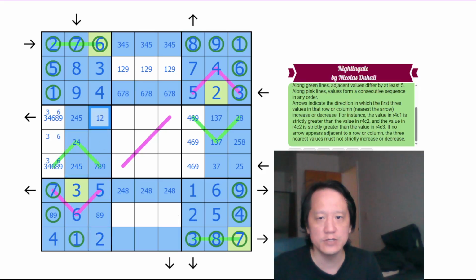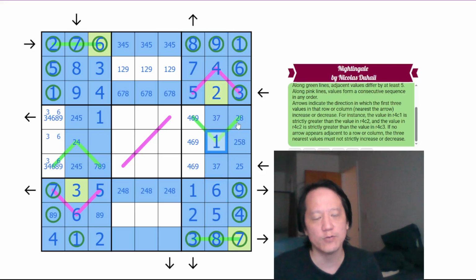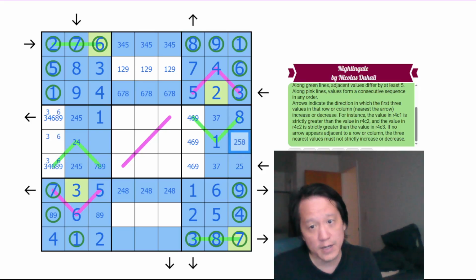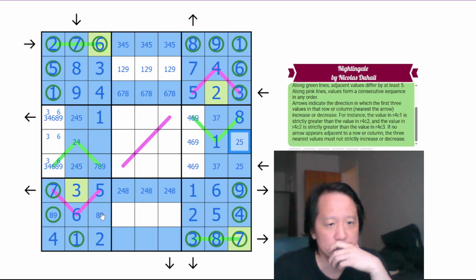2 eliminates 2 here, so that's 1. That eliminates 1 in the rest of that row. So where's 1 in column 8? It has to be here. And 2 is not 5 or more away from 8. So this, 2 is not 5 or more away from 1. So this is 8. That means this can't be 8 here. So 4, 1, 2 is satisfied.